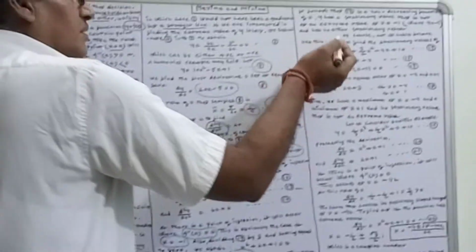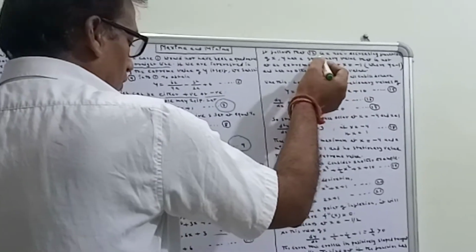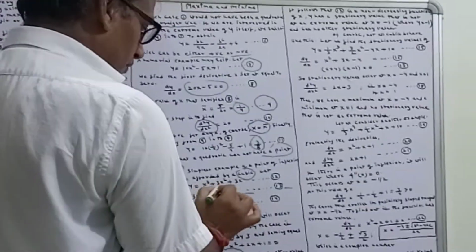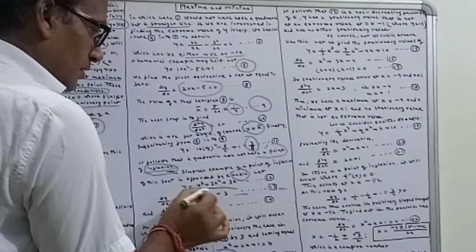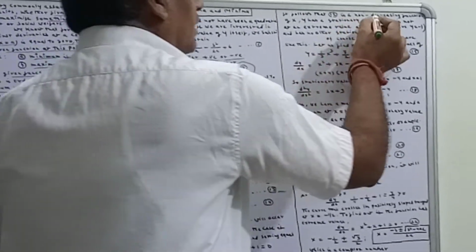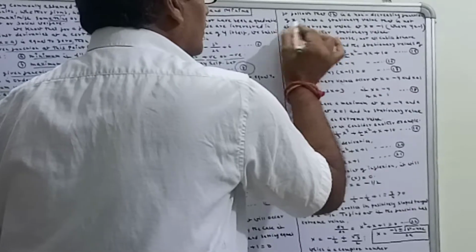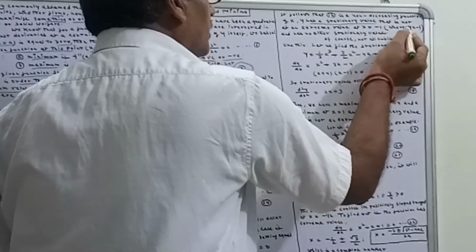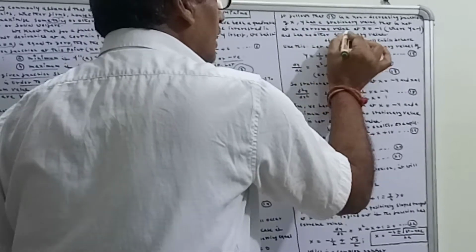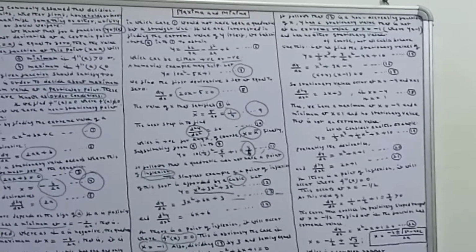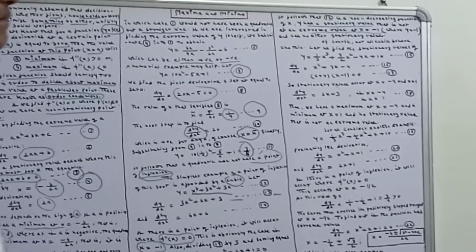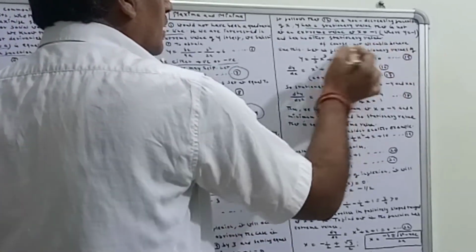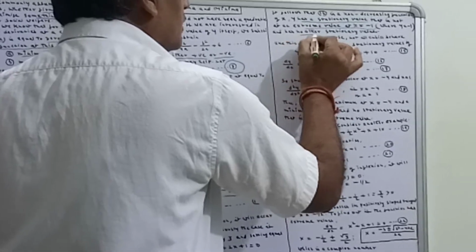It follows that 12, that is, y, is a non-decreasing function of x. y has a stationary value that is not an extreme value at x equal to minus 1, where y equals minus 1. It has no other stationary value.